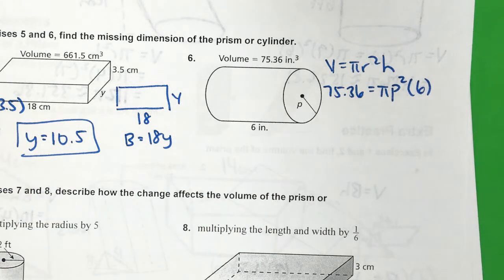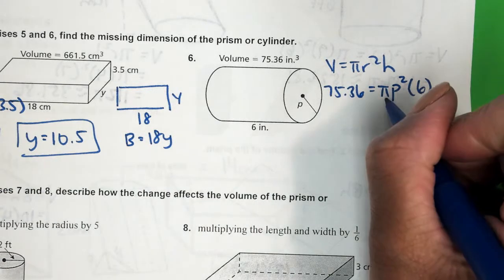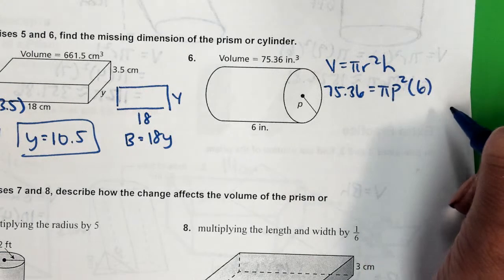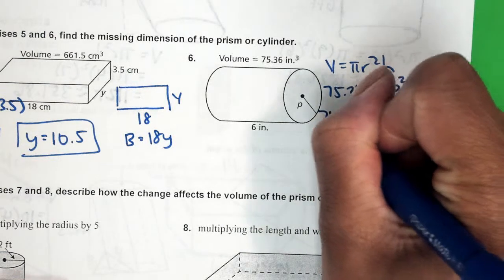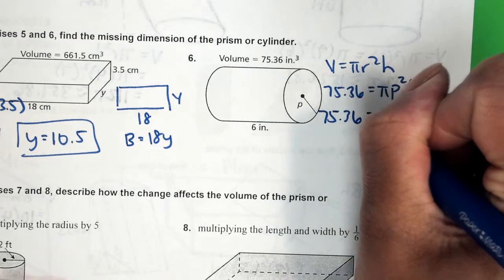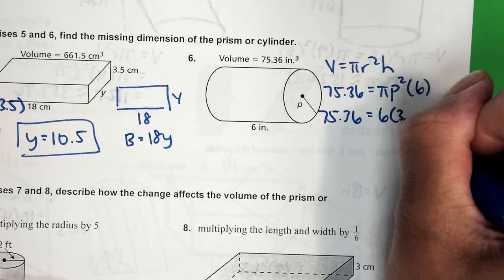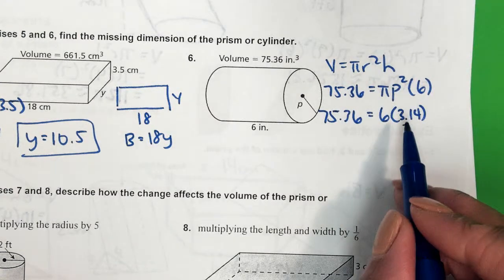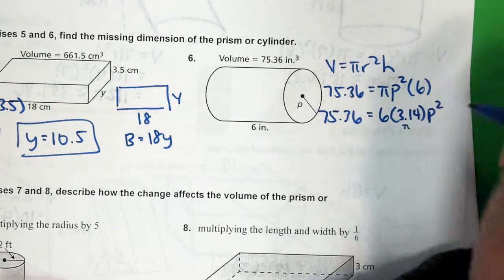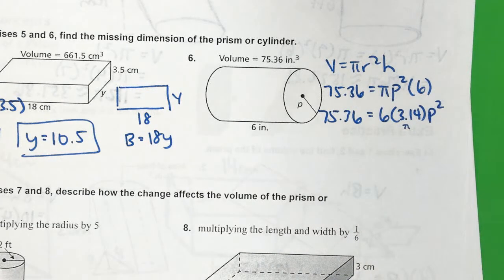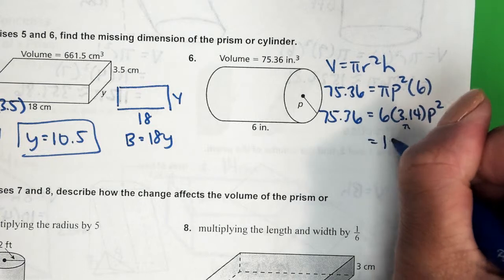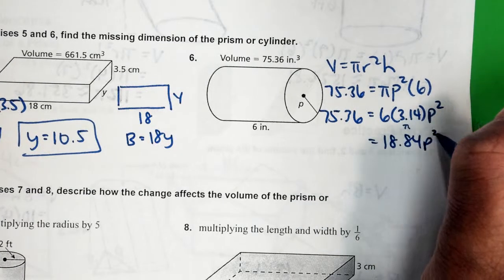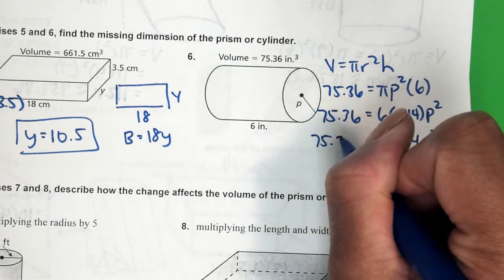Okay, so I'm going to go ahead and divide by 6. Or I could do 3.14 times 6. It's just another way of doing this. So I have 6 times 3.14. That is what pi is, the little symbol for pi, so you know what that is. And then I have r squared. So 6 times 3.14 is 18.84, times r squared, and this is 75.36.